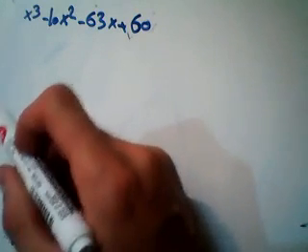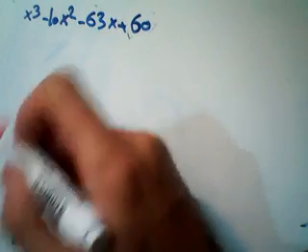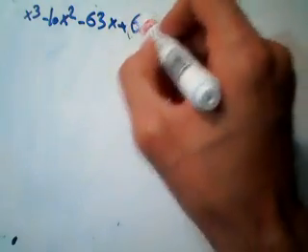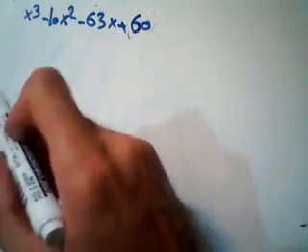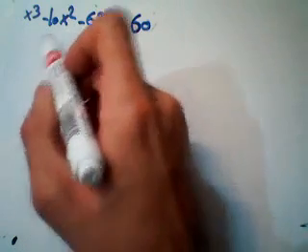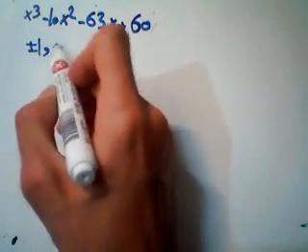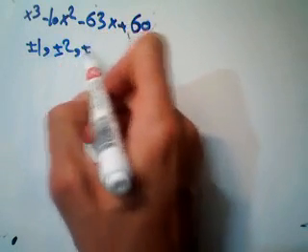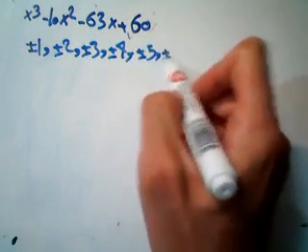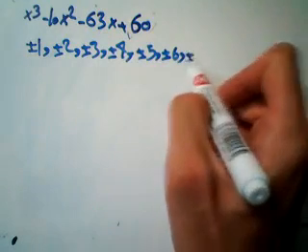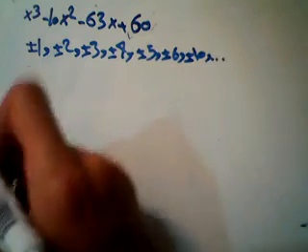So let's factor it by finding which value of x makes this 0. First, find the divisors of 60. The coefficient of this is 1, so use the theorem. The divisors of 60 are plus or minus 1, plus or minus 2, plus or minus 3, plus or minus 4, plus or minus 5, 6, plus or minus 10, and so on. So let's try those.